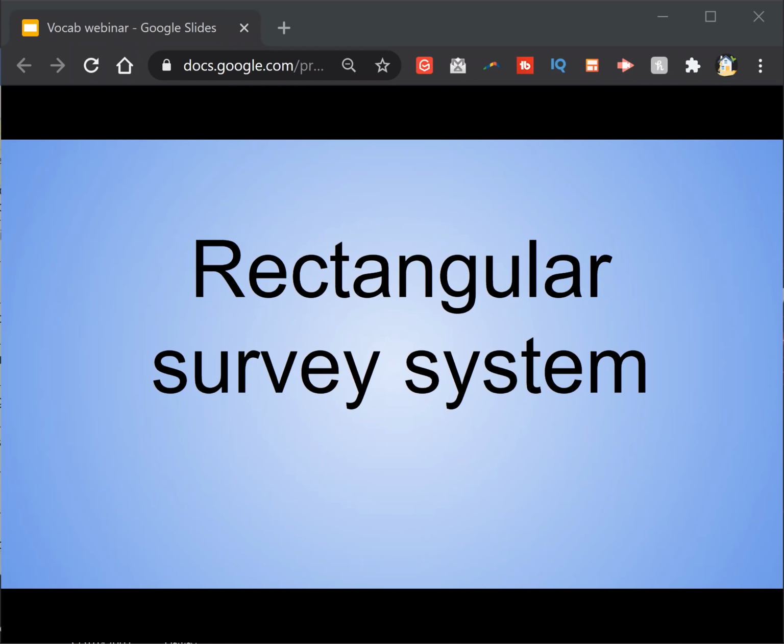Also, you just need to know that the prime meridian is the main line that runs north to south in the government survey system. And the one that runs east to west is going to be the baseline. So the prime meridian runs up and down, or north and south. East and west, you will have a baseline. So those are the important things to remember when you're talking about the government survey system.